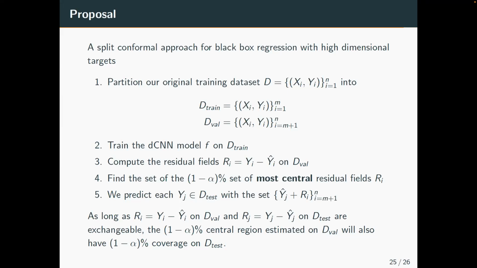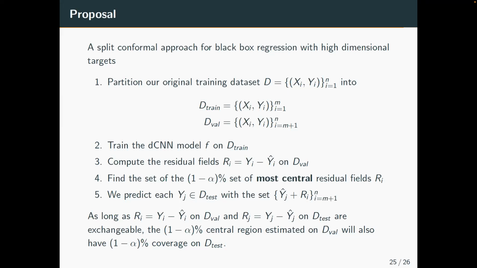And then what we're going to do is predict every single element in the test set. I didn't list it up here, but the test set is implied to be the future one, by basically just taking our prediction and adding each one of these residual fields. And so this, of course, is going to cost you a lot more in memory, because now we have to store this history of fields. But what it's going to do is give us this ensemble of predictions automatically.